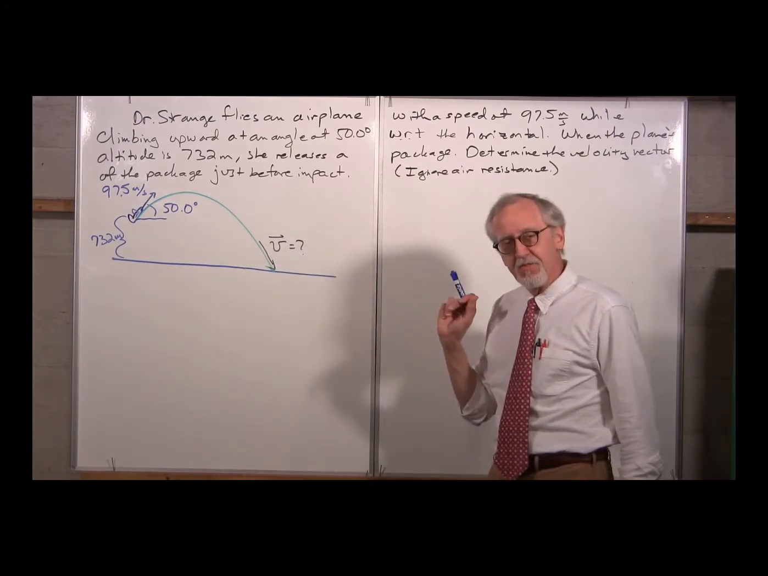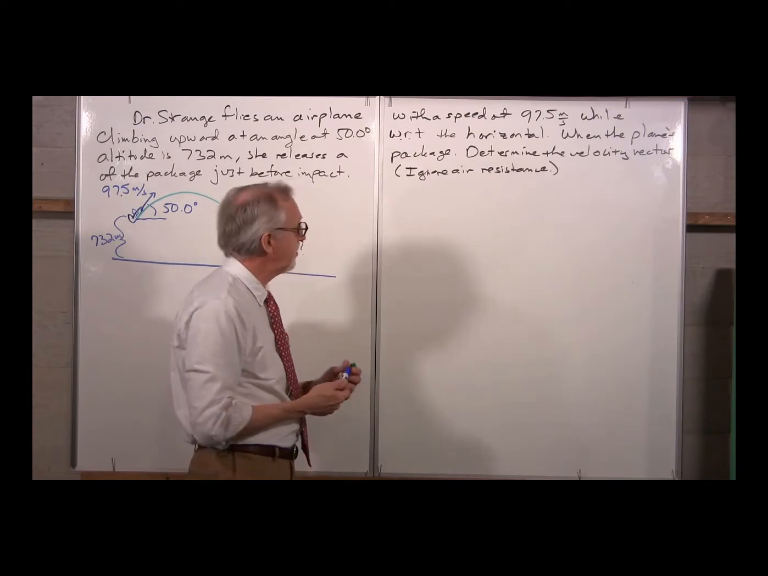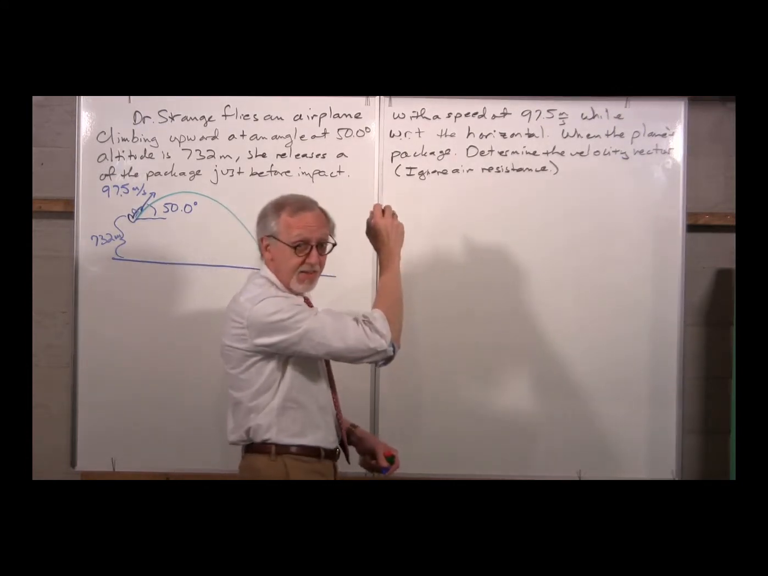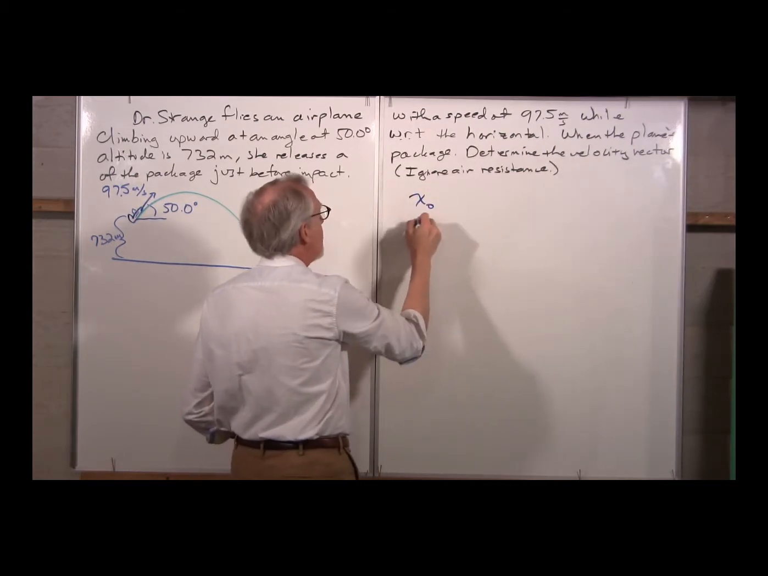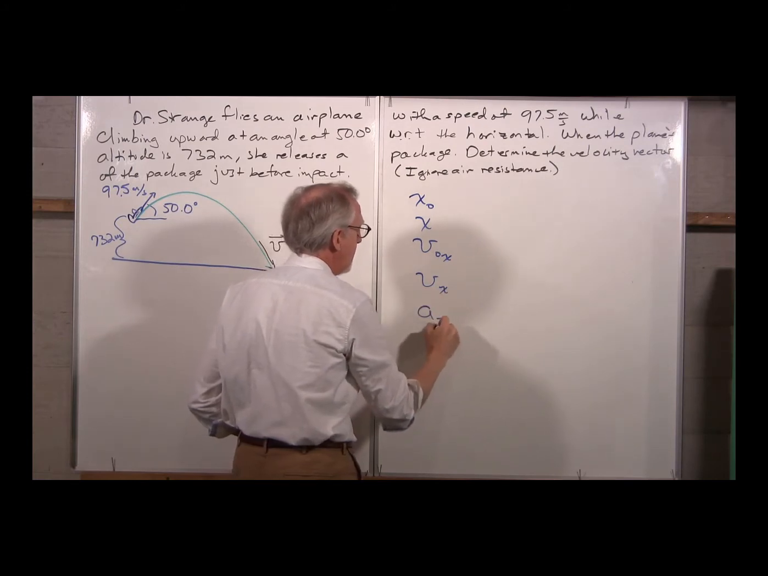We're going to write down our variables. Let's write those down. Remember, let's say them all together. What are they? Okay, I hope you're saying them. x naught, x, v naught x, vx, ax.